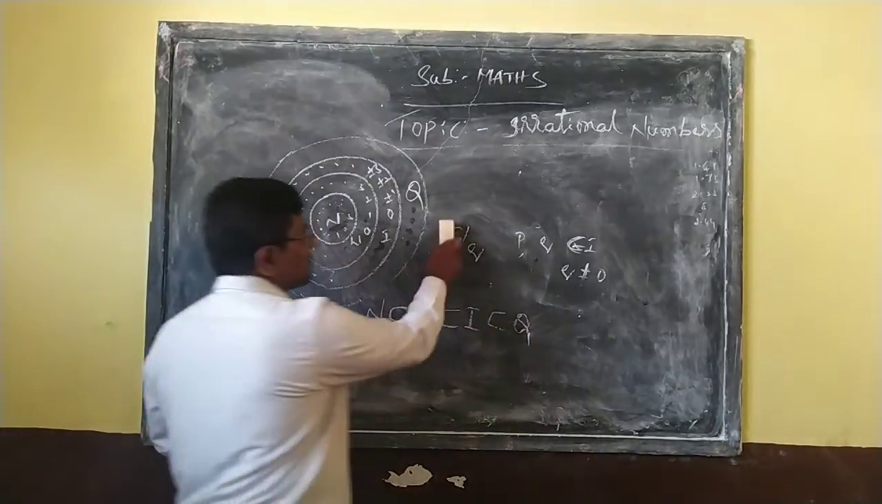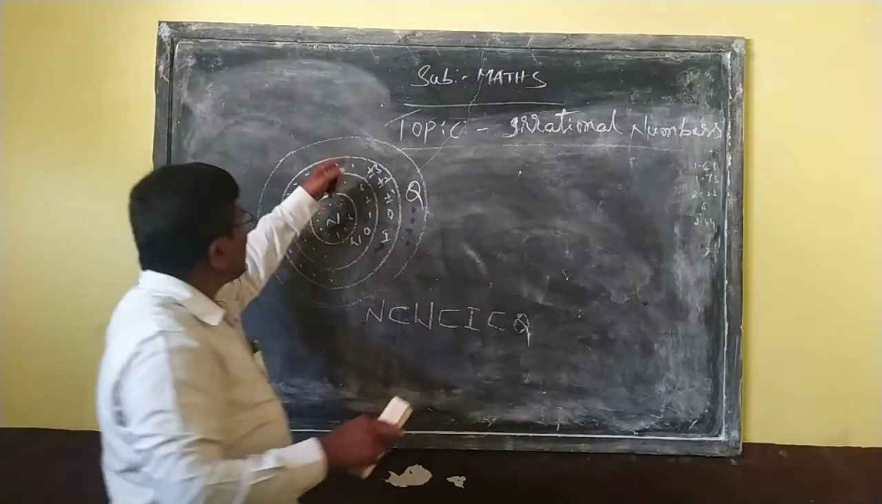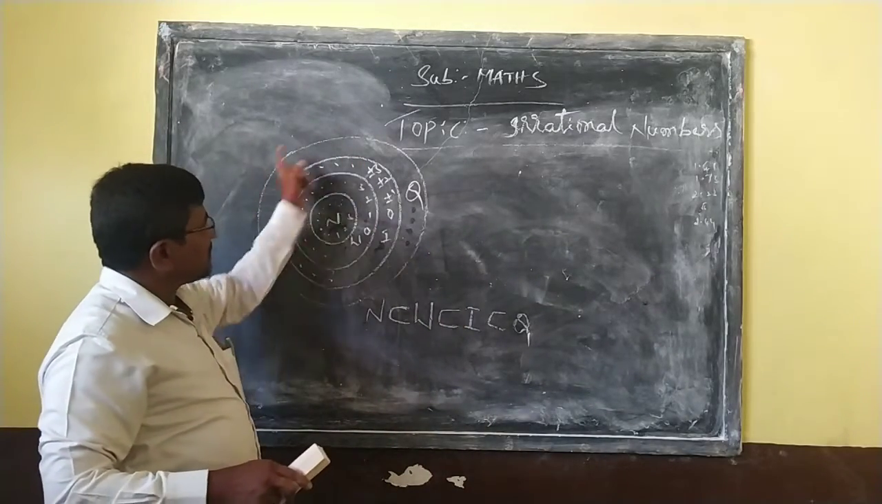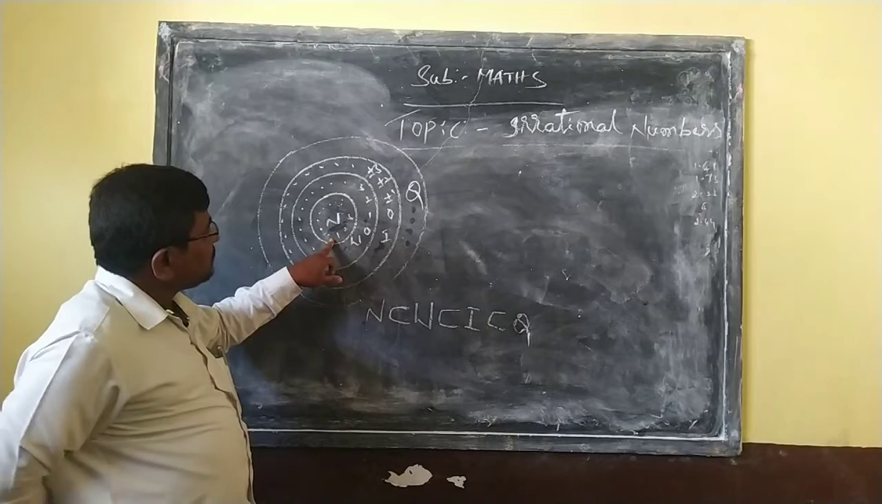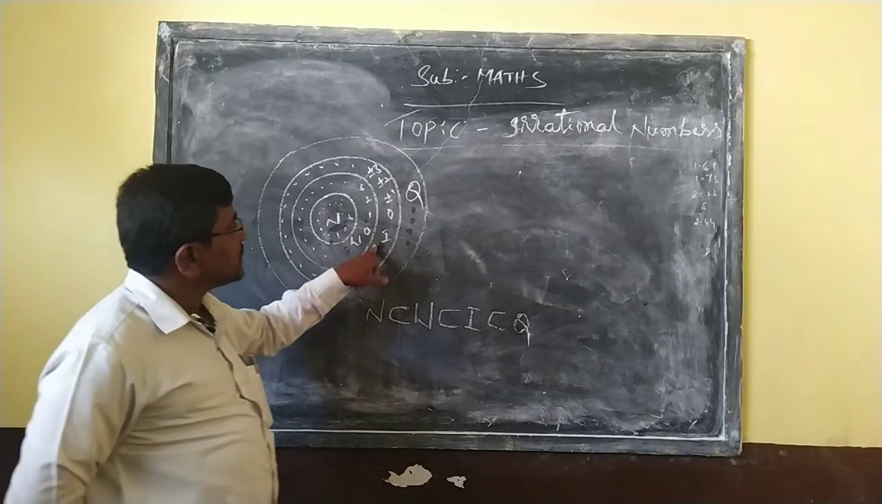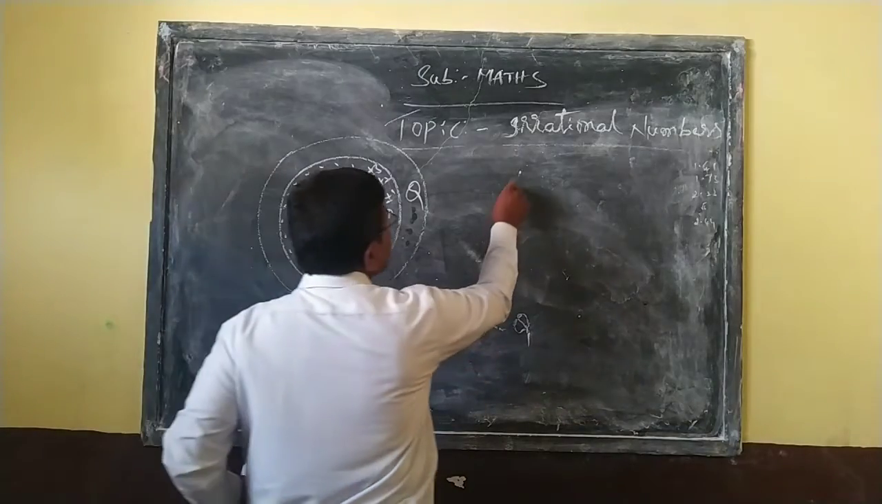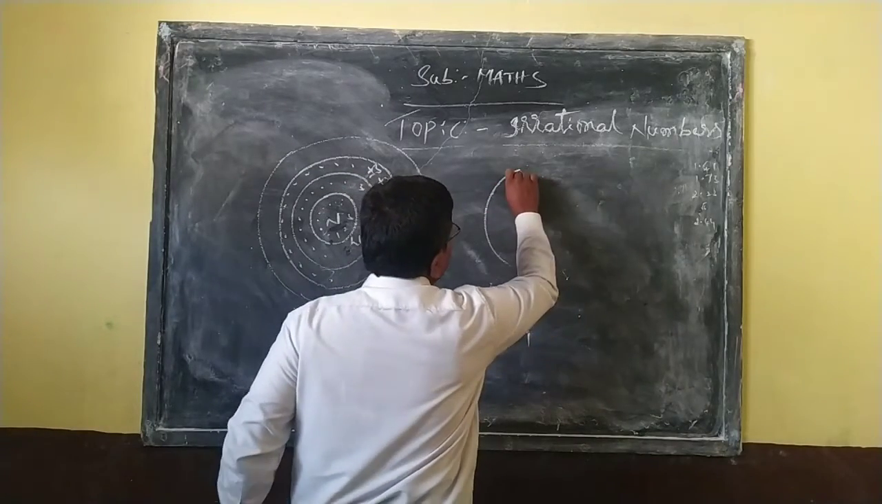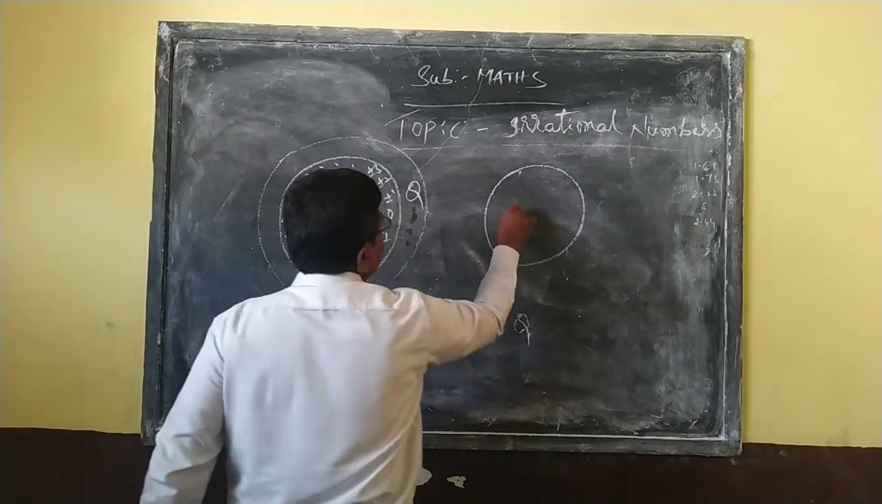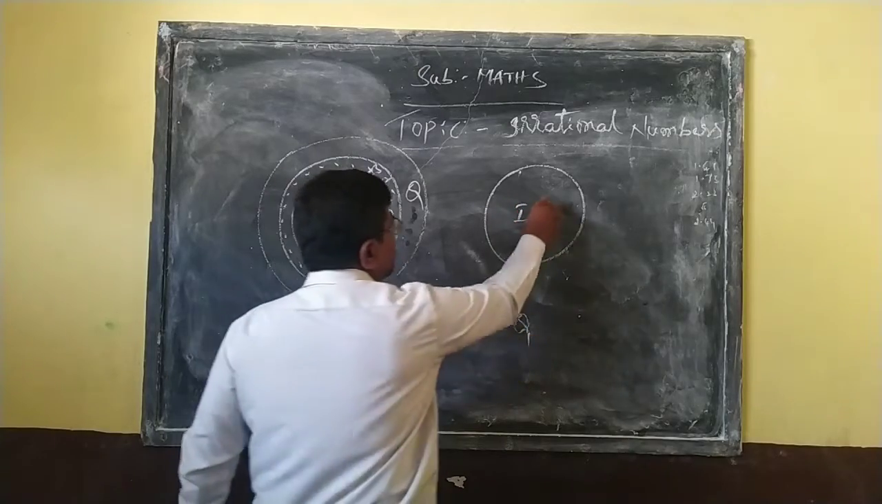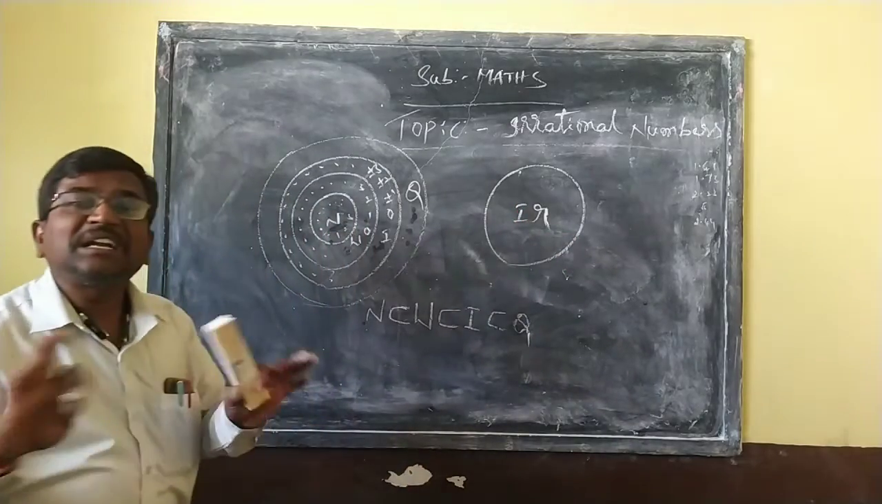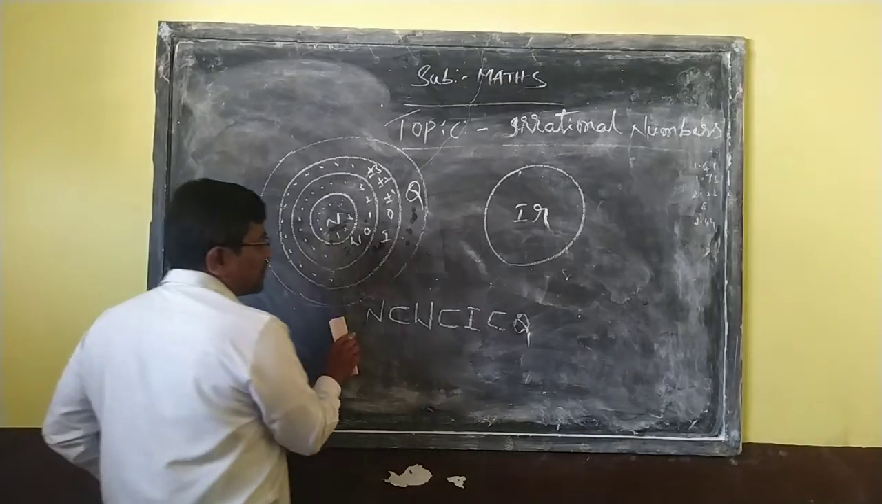Yes, students, so I am representing this in rings. This is natural numbers, whole numbers, integers, Q. Clear, students? Now the irrational numbers are separate, because of the definition I gave: a number that cannot be expressed in the form of P by Q. Clear, students?